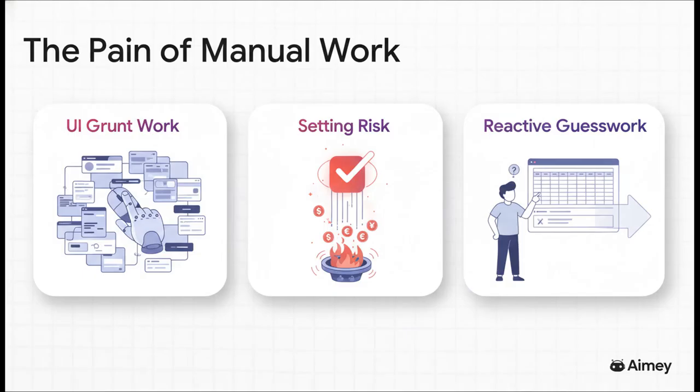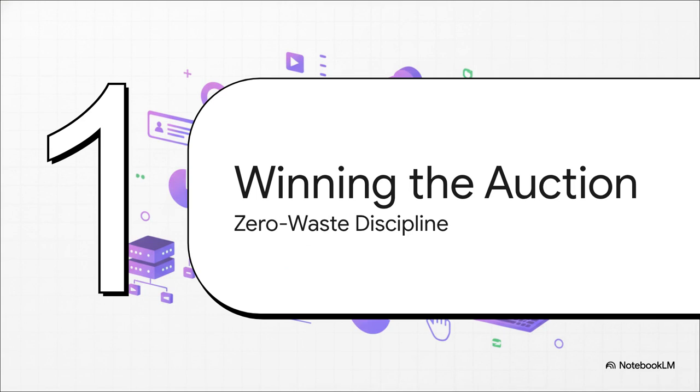So let's just break down that pain for a second. First, there's the UI grunt work, just hours spent fighting an interface that seems to change every single month. Then there's the massive risk. One wrong checkbox buried 3 layers deep in the settings can literally burn thousands of dollars. And finally, it's all just reactive guesswork. You're staring at spreadsheets, trying to figure out what worked last week, but by then the opportunity is long gone. So what does it actually take to win in this complex environment? Well, it takes a level of relentless, almost inhuman discipline, a total commitment to zero waste.